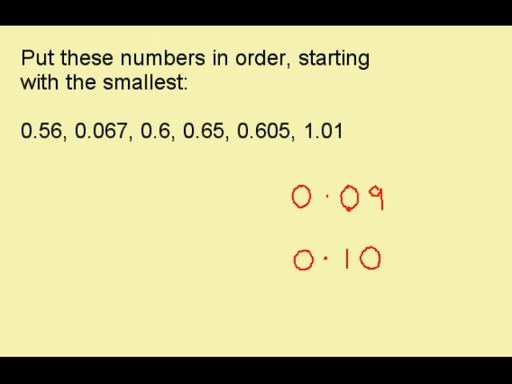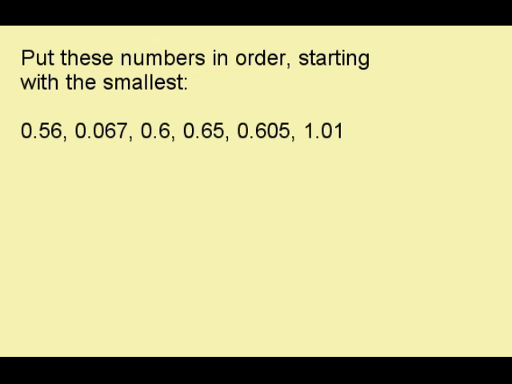This one is 0, but then this one is 1. So this one must be bigger than this one. If we think about it in terms of money, this would be 9 pence, and this would be 10 pence. So clearly, this is the bigger one.